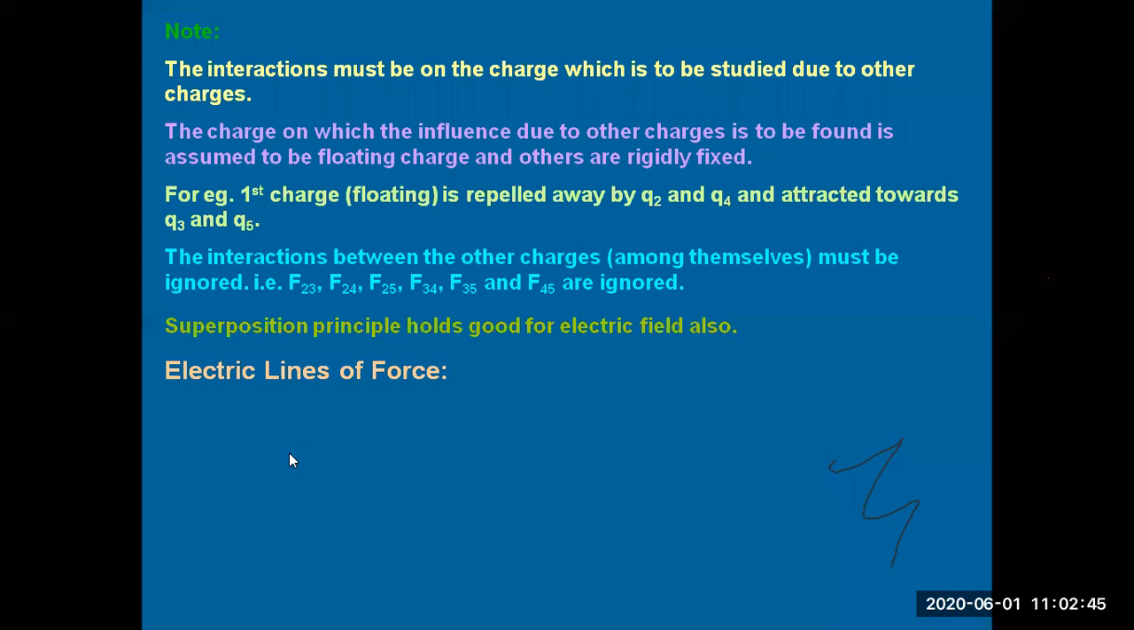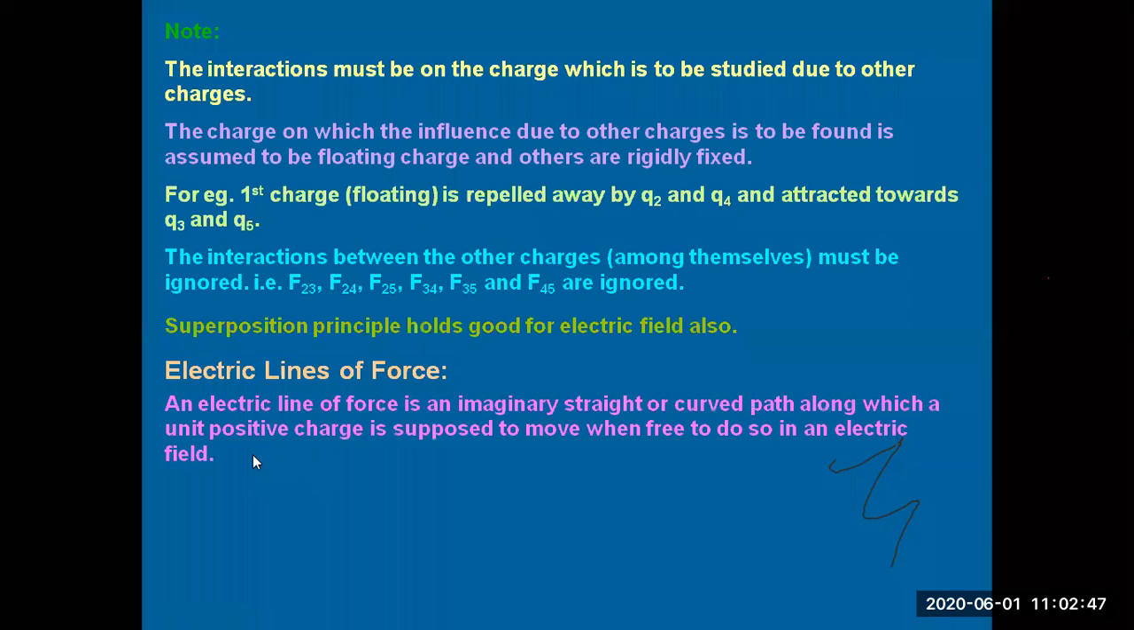Now what are these electric lines of force? Electric line of force, you can have it as an imaginary straight or curved path along which a unit positive charge is supposed to move when free to do so in an electric field. So if you have an electric field, you see the charge is moving from point A to B. How to represent it? You can draw an imaginary line. The imaginary line can be a straight line or it can be a curved line.